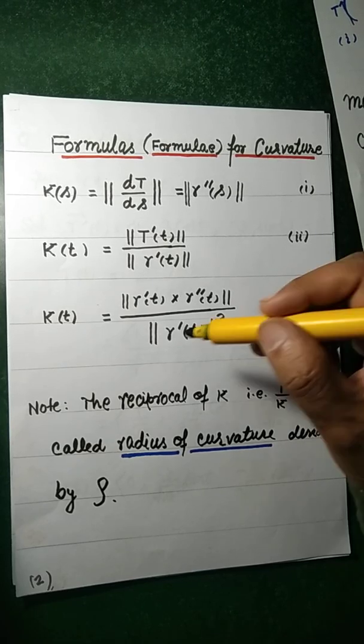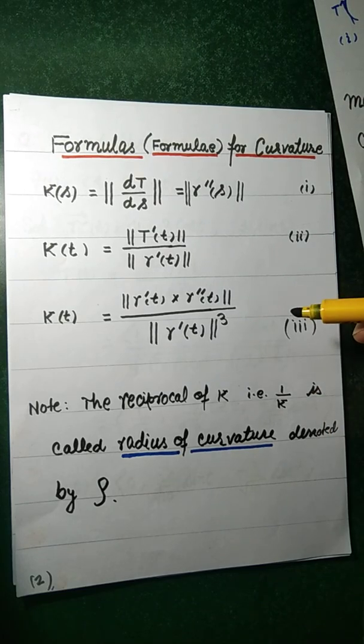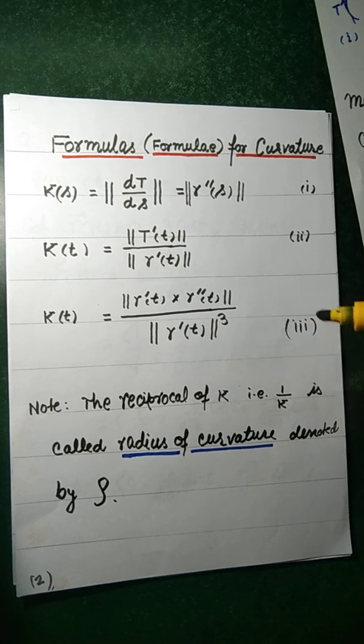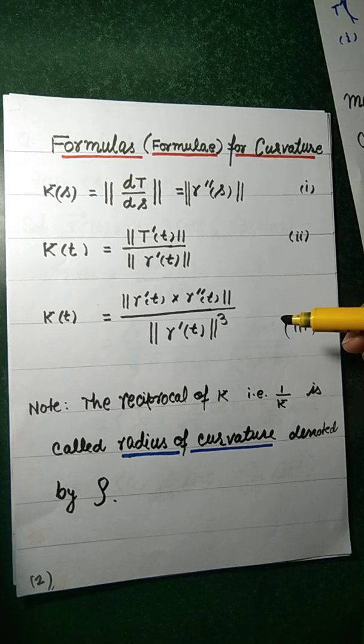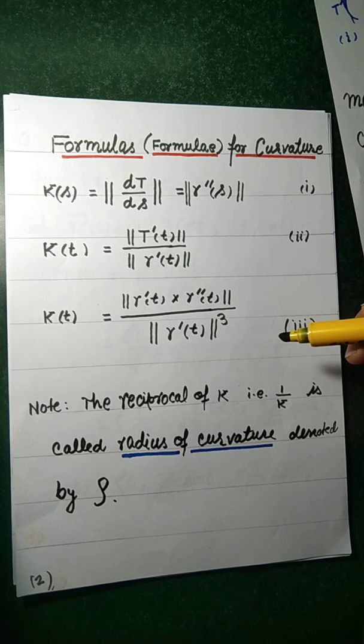This cross product is defined for vectors in 3 space, and if vectors are given in 2 space and we want to use this formula, we add 0 as the k component, and then we use this formula. So we can say curvature is a scalar measure of the rate of turning of the unit tangent vector T.